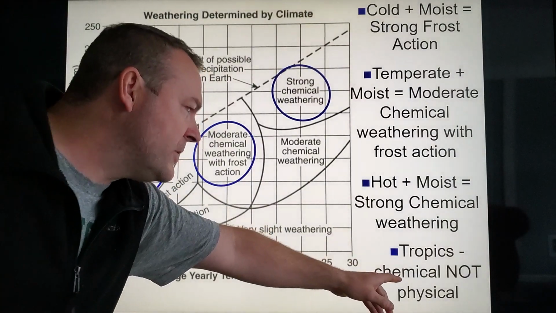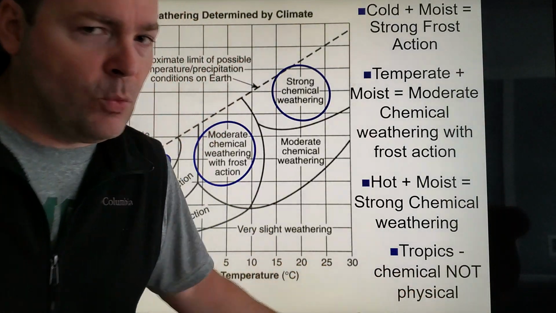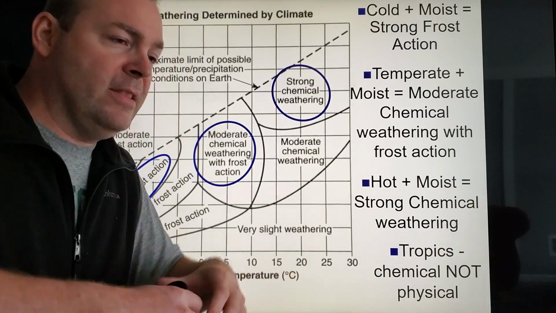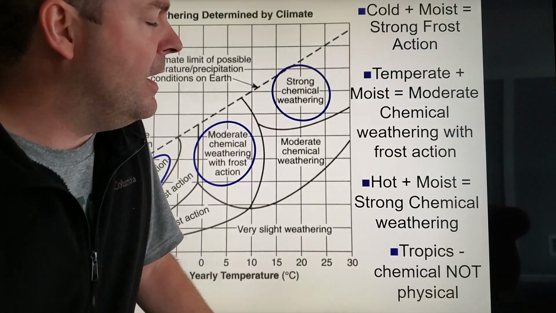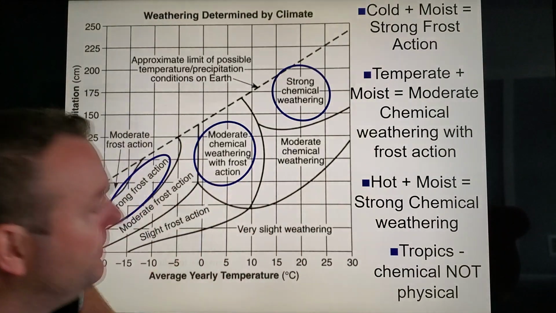Now in the tropics, you get a lot of chemical. You still get some physical weathering though, remember, because when you heat something up and cool it down, that expansion, contraction, that was a physical thing. So you do get some physical weathering, but obviously mostly chemical.